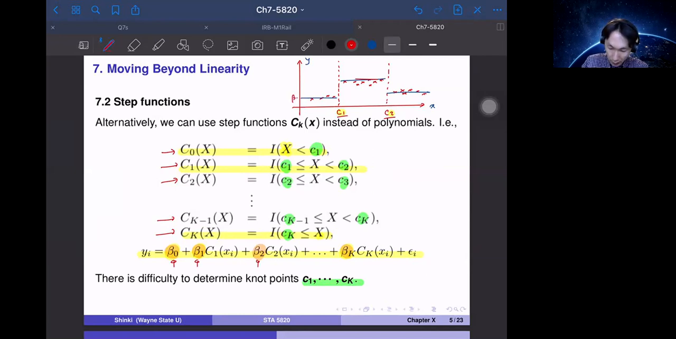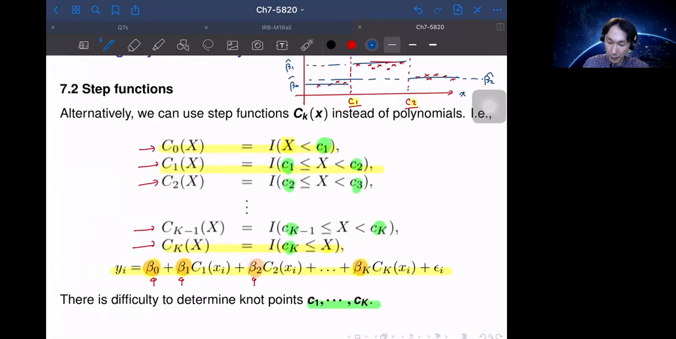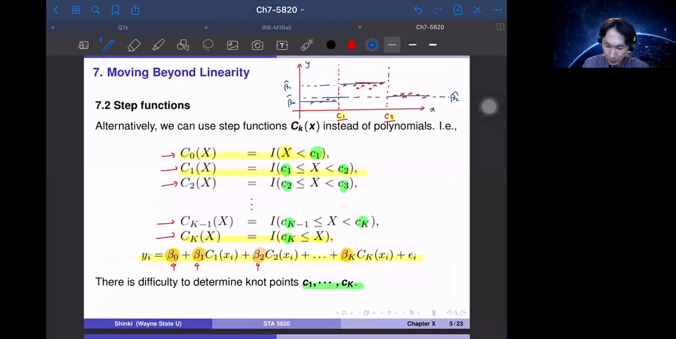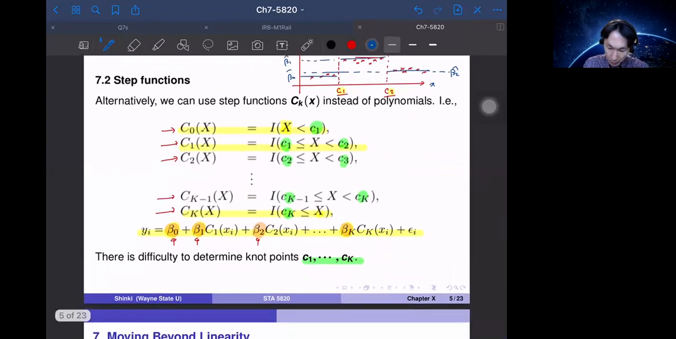Here, this is beta naught, maybe here. So beta naught, and here is beta 1 hat, and here is beta 2 hat. Okay, so if we estimate beta naught hat, beta 1 hat, and beta 2 hat, then this is a pretty flexible model, even though this isn't a smooth curve. But usually the most difficult thing is how to choose c1 to cK.